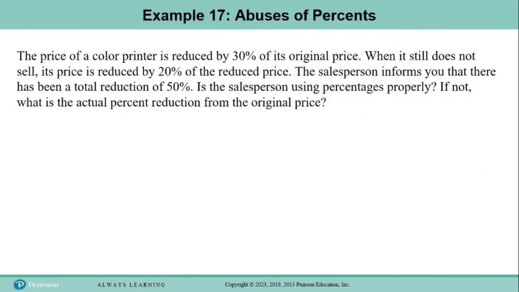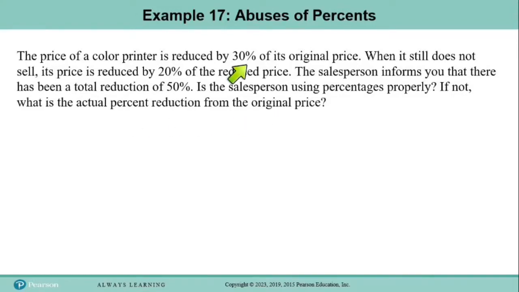Okay, now let's look at example 17 together, and this is one that happens all the time, so I wanted to take a look at it with you. It says the price of a color printer is reduced by 30% of its original price. No problem. When it still does not sell, the price is reduced by 20% of the reduced price. The salesperson informs you that there is a total reduction of 50%. So the salesperson is saying 30% plus 20% is 50%. Is the salesperson using percentage properly? And if not, what is the actual percent reduction from the original price?